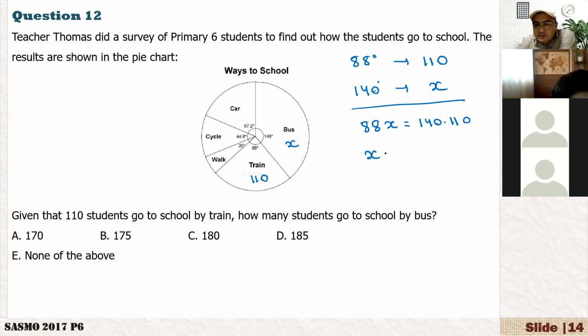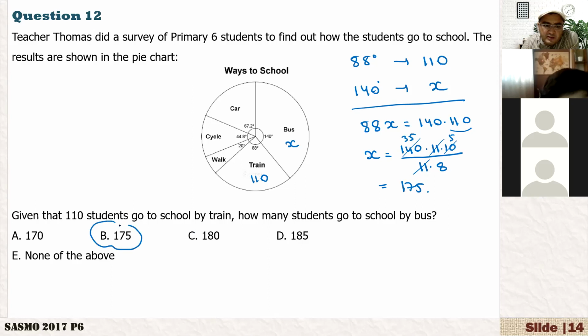Okay. So now X is equal to 140 times 110. 110 is 11 times 10, and 88 I can write as 11 times 8. So these two 11s cancel each other. 140 divided by 8: by 2, it is 70; by 4, it is 35; by 2, it is 5. So 5 times 35, that's equal to 175. So the answer is 175.